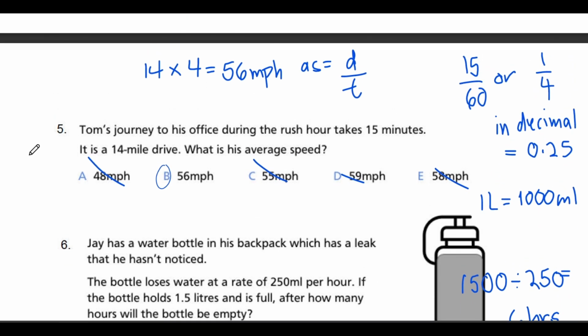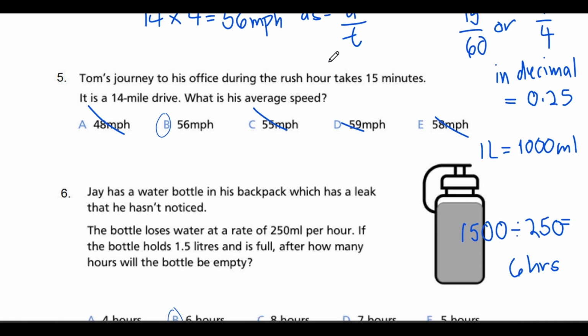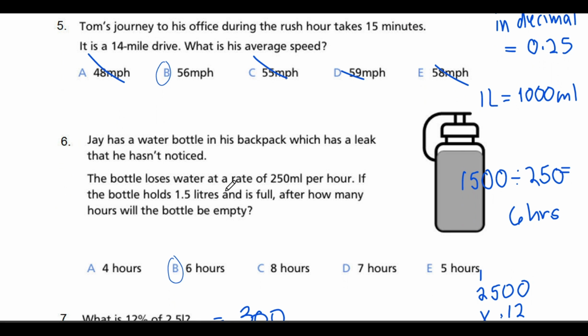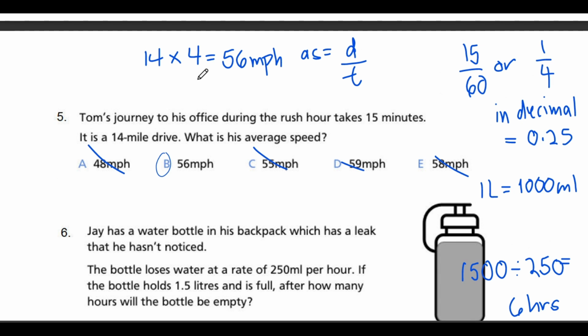Here's the detailed explanation. The formula for average speed is speed equals distance divided by time. The answers are required in miles per hour, mph, but the time is given in minutes. You must convert the time first. There are 60 minutes in an hour. 15 minutes is a quarter of an hour. 15/60ths equals 1/4 or 0.25. Now apply the formula. Speed equals 14 miles divided by 0.25 hours. Dividing by 0.25 is the same as multiplying by 4. Speed equals 14 times 4 equals 56 miles per hour.